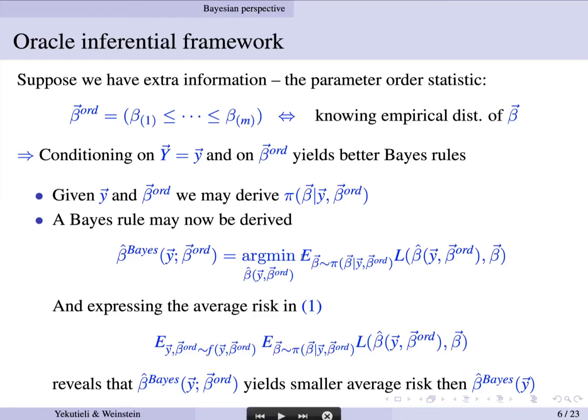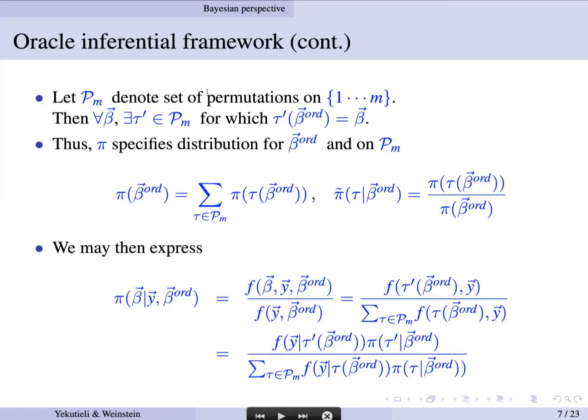So now let's try to unpack what this distribution is, okay? What is pi of beta given y and the order statistic, okay? Let's unpack it. So to do this, we need permutations. We denote by this calligraphic P the set of permutations of 1 to n, the set of permutations on n objects. And what are, of course, these n objects? The parameter vector, okay? This means that for all fixed beta, it works for any beta.